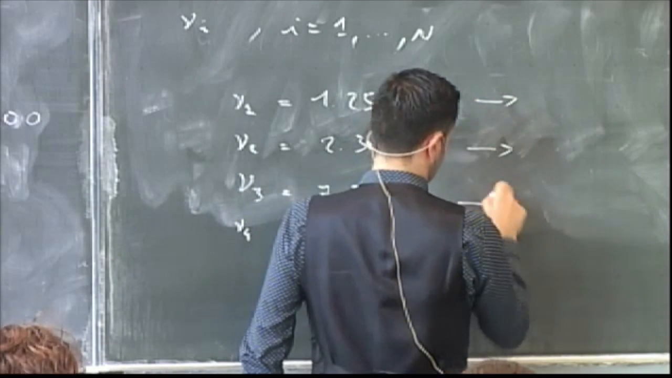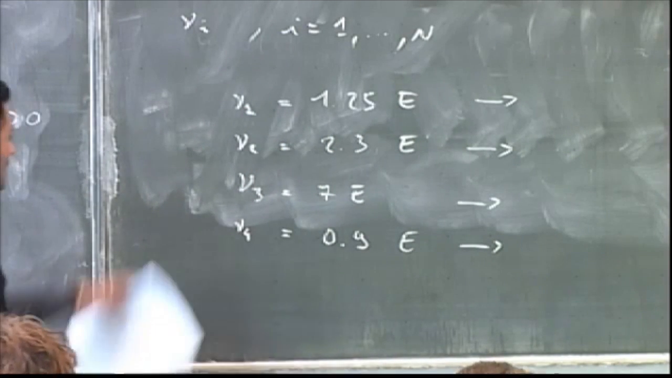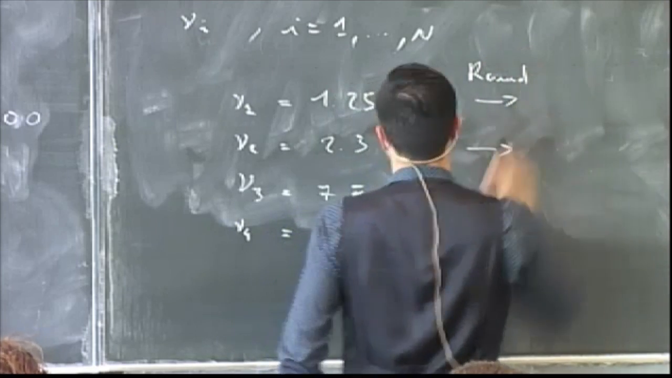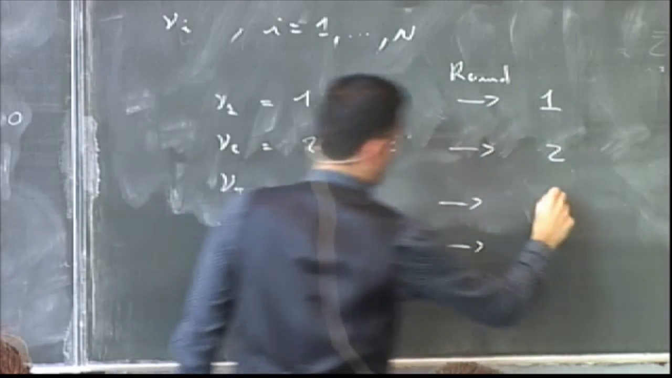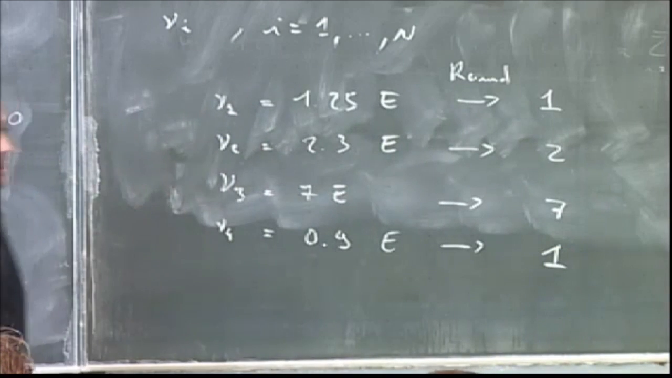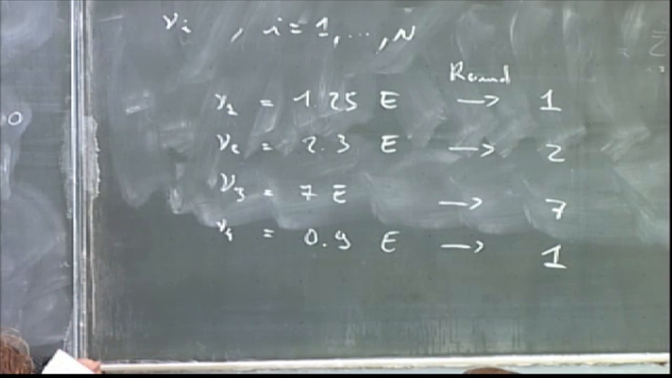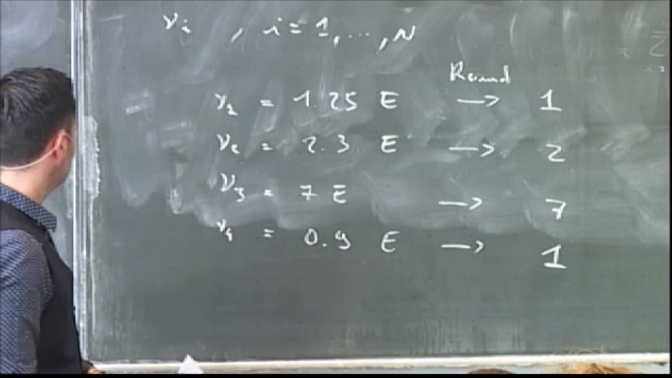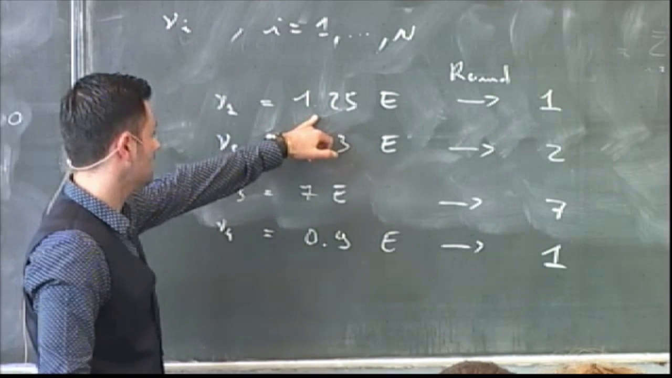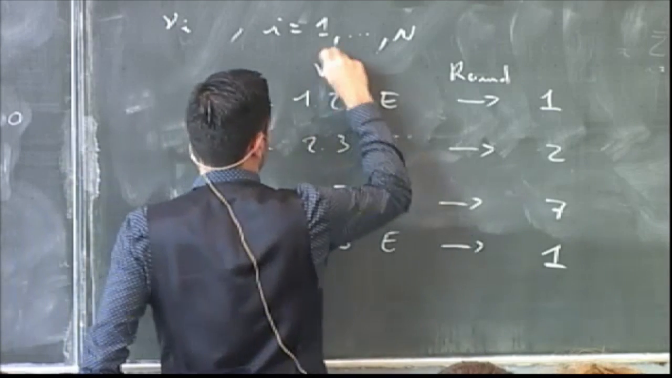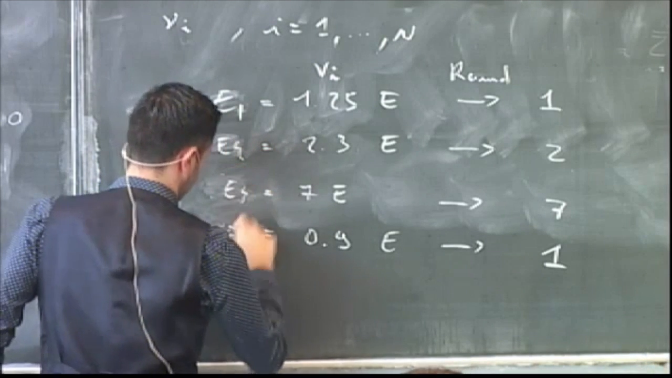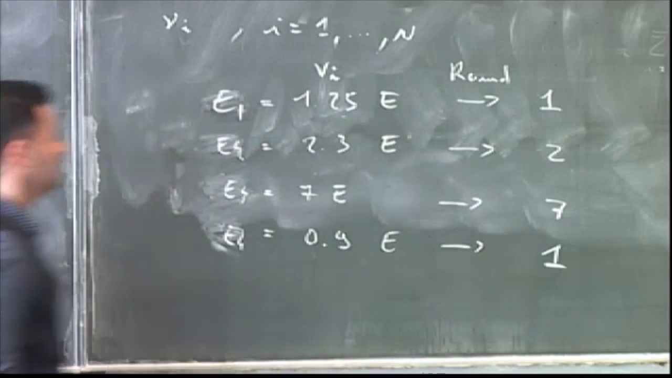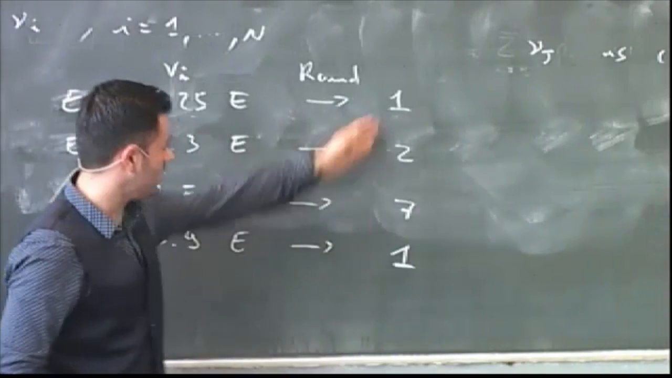Now I round to the closest integer. Okay, and this becomes 1, this becomes 2, this is 7, and this is 1. Okay, I'm just rounding. What? Just by definition, the nu is not 1.25 E, right? Because that's the E_i. So this is nu_i. Yeah, you're right, sorry, these are the E_i: E_1, E_2, E_3, E_4, yes. So this is nu_1, nu_2, and so on. Okay? So what you have is that now I have 1, 2, 7, 1.